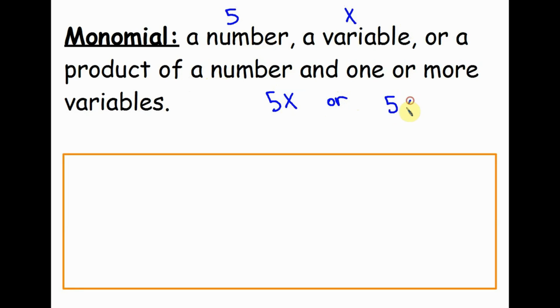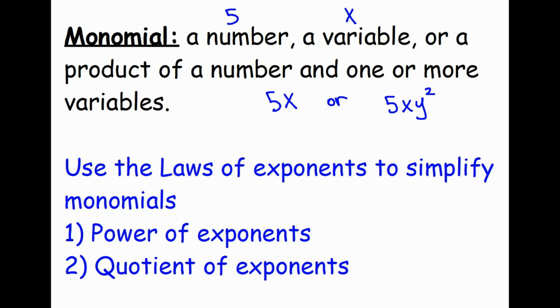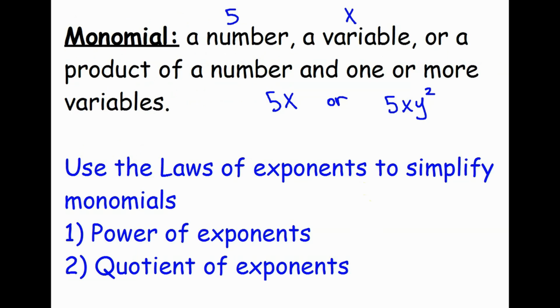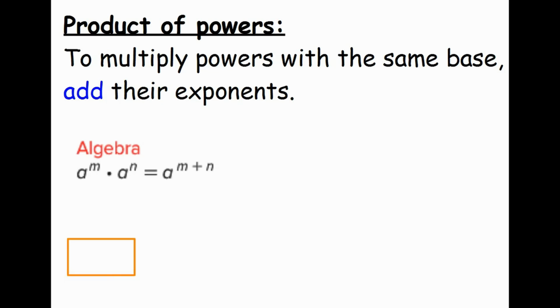So you could have 5xy, or I could add a little bit more using exponents like what we learned in last lesson. So in here, I could write 5xy squared if I need to. These are all examples of monomials. Moving forward, we'll be talking about a few laws of exponents. The first one we're going to talk about is the product of powers. In order to multiply powers with the same base, you will simply add the exponents to simplify.